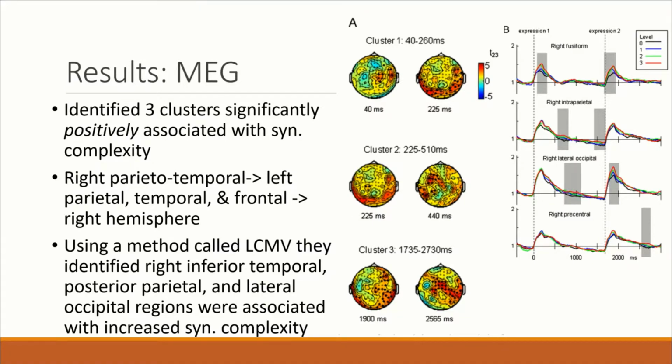They then used a method called linearly constrained minimum variance to selectively amplify relevant signals. Doing this helped them identify several right hemisphere regions positively associated with increased syntactic complexity, and those were inferior temporal, posterior parietal, and lateral occipital regions.